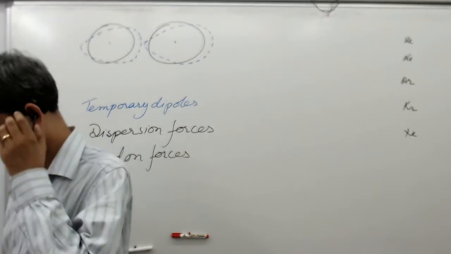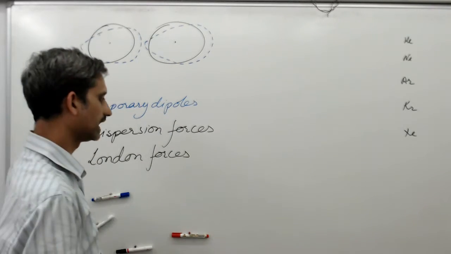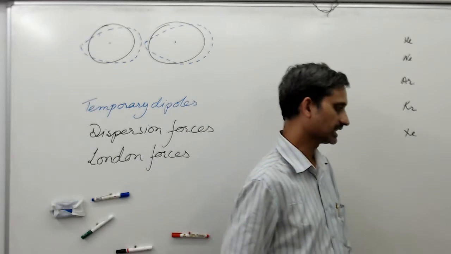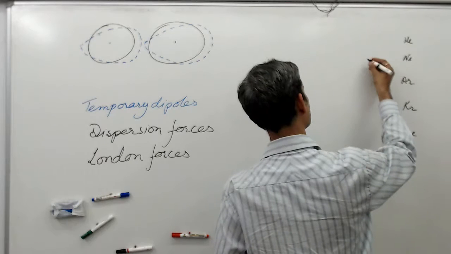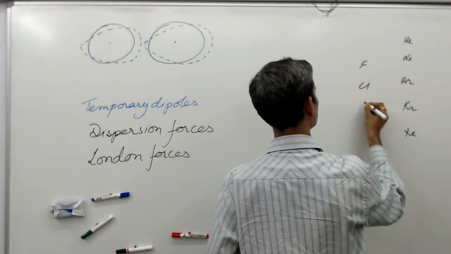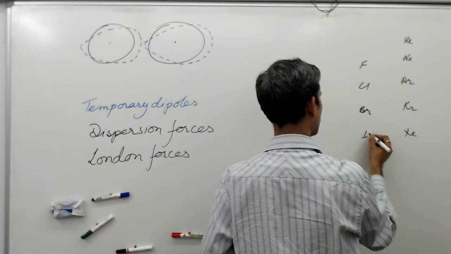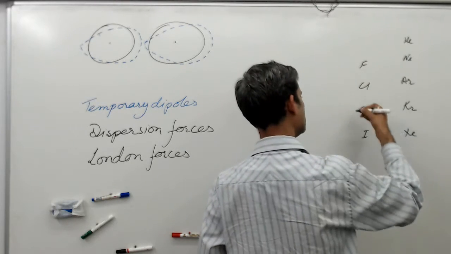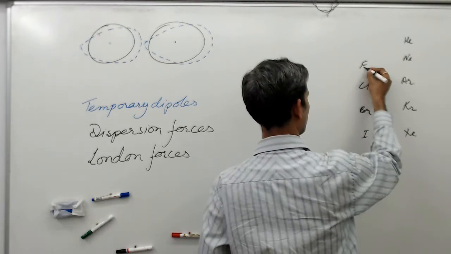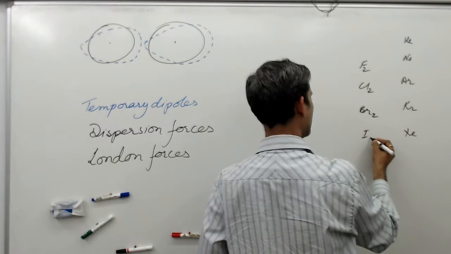Xenon has the highest surface area, and that's why it should have the highest melting and boiling point. Now let's talk about halogens. We have fluorine, chlorine, bromine, and iodine. What we find is that halogens do not exist as F, Cl, Br, and I. They exist as F2, Cl2, Br2, and I2.